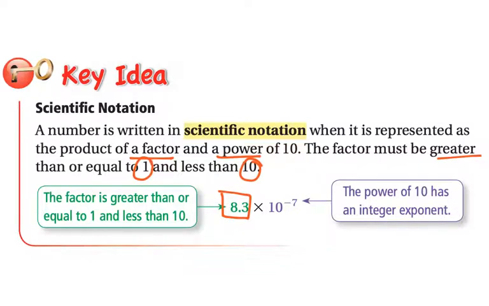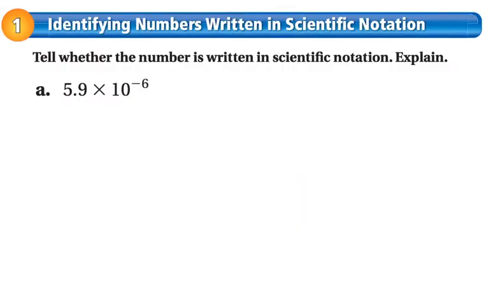And then the power of 10, it has to actually be an integer here. So keep in mind that an integer is any positive or negative whole number. So we couldn't have a power of 1/2 or something along those lines. So in our first example here, we're just going to identify numbers that are or are not written in scientific notation. So we're going to need to remember those two key aspects to it being in scientific notation.